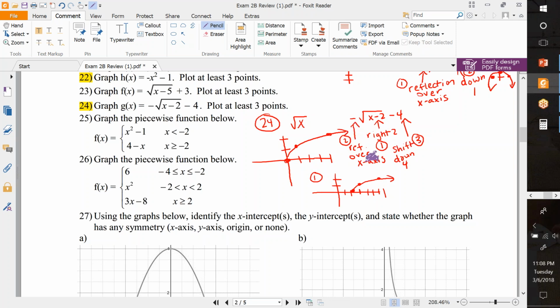The second step is I'm going to flip it over the x-axis, which means I'm going to take all of those and flip them upside down. So the 2, 0 is still going to be on its same spot because it's on the x-axis. The 3, 1 is going to flip to 3, negative 1. The 6, 2 is going to flip to 6, negative 2. So now notice my graph is upside down. The final step is we're going to shift each point down 4.